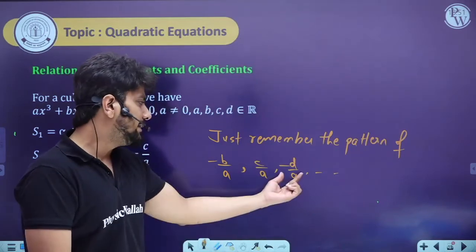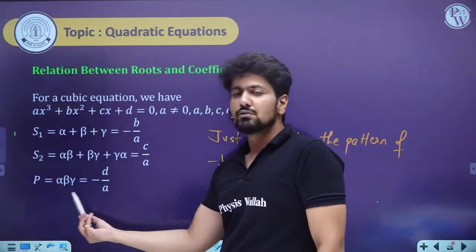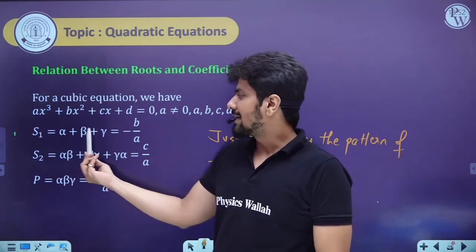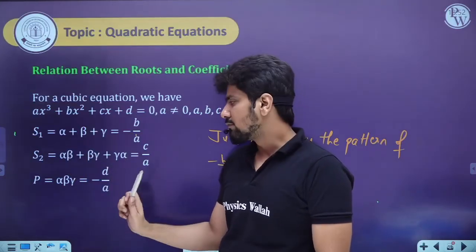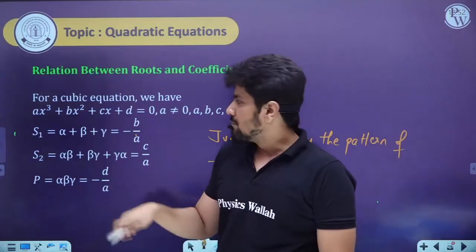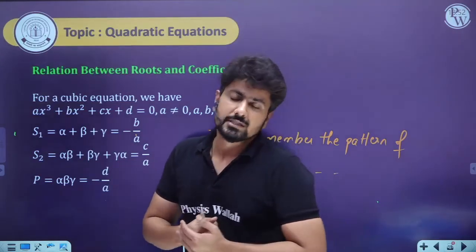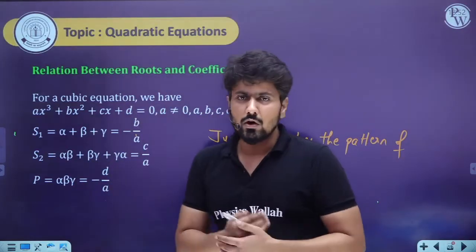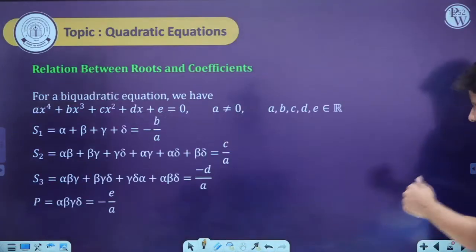Here I have only three roots, so we'll stop here. We are taking all the roots, alpha into beta into gamma. Here we are taking two roots at a time. Here we are taking one root at a time. If you want to learn about its derivation, you can watch the previous lecture. In the previous lecture, I have derived this as well. Or if you just directly want to remember, that's also cool.